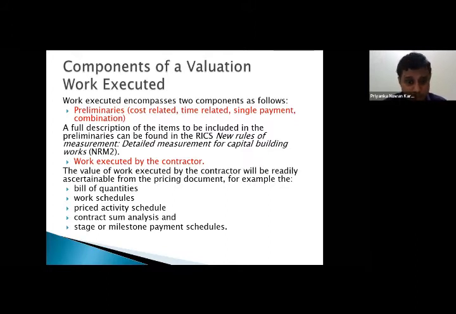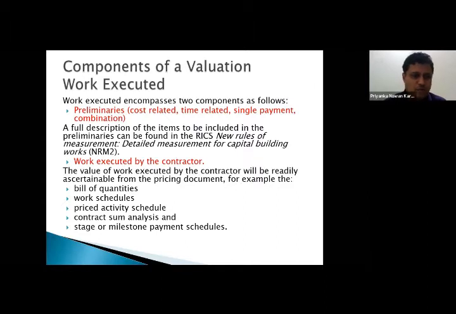Therefore, you have to identify the control mechanisms imposed within a contract in order to identify what quantum of work has been executed by the contractor within a stipulated time period, which is mostly transferred to the interim payment certificate. The value of work executed by the contractor will be readily ascertainable from the pricing document.